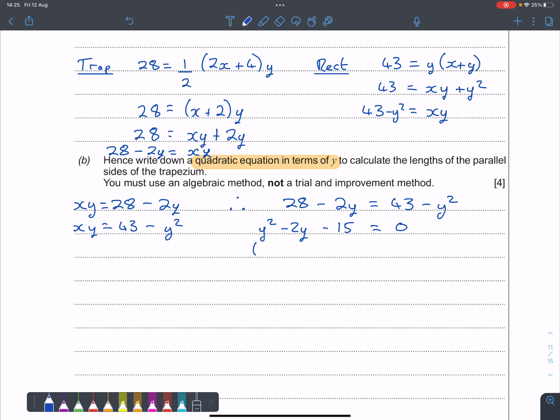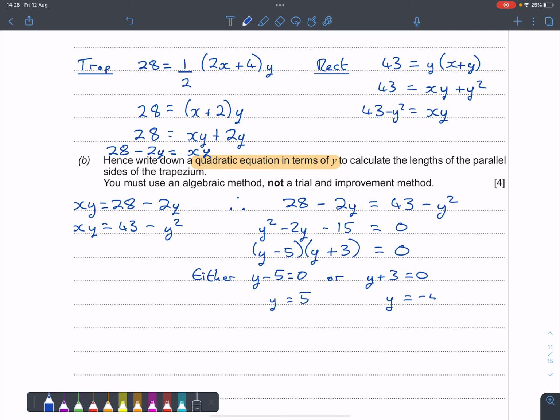This is relatively simple to factorize. It would be y minus 5, y plus 3. If those two multiply to give 0, then either y minus 5 is 0, so you'd have 0 multiplied by something, which would always give me 0, or the second bracket, y plus 3, is 0, because then we'd have something multiplied by 0, which again would be 0. So solving both of those equations, I get y equals 5 and y equals negative 3.